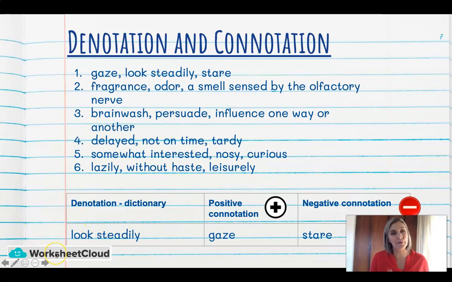But gaze has a positive connotation. So you just gaze at something, but if you stare, and I'm sure your mom and dad have told you not to stare at people, that's got the negative connotation, sort of staring at somebody. So what I'd like you to do now is to do number 2, 3, 4, 5, and 6. You can just pause the video, fill them in on your piece of paper, and then we'll come back and see how you've done, and we'll go through it together.